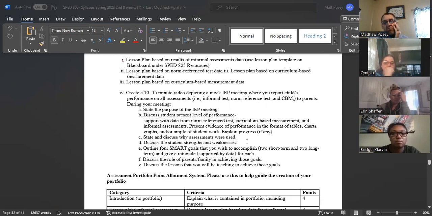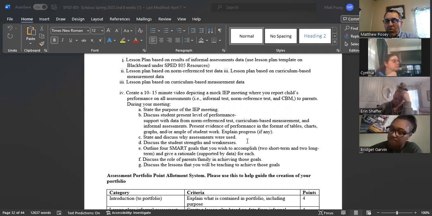Okay, so remember in the portfolio itself, and I've had emails the last 2 days on this, just to clarify, you will have 3 separate lesson plans. A lesson plan for the informal assessment, a lesson plan for the normed reference, and a lesson plan for the CBM. Okay, everyone clear on that? So you'll have 3 separate ones.